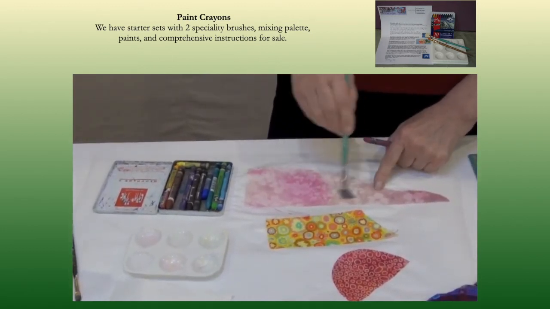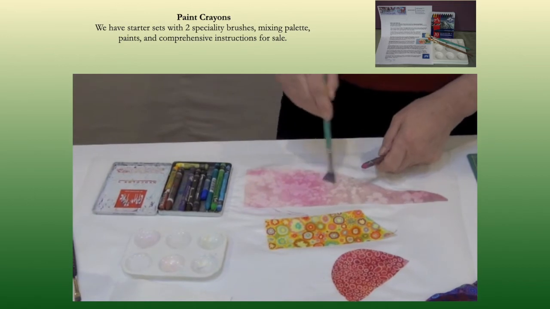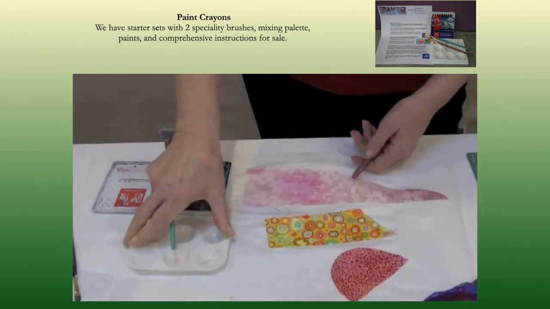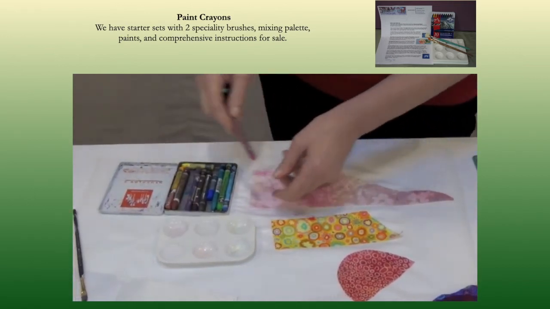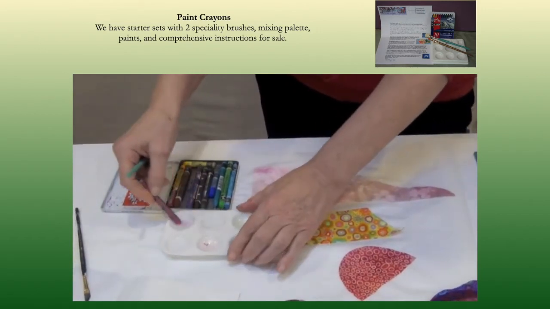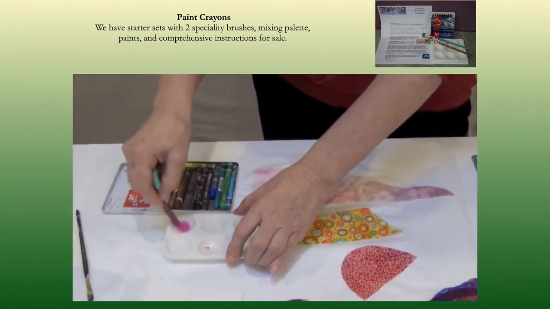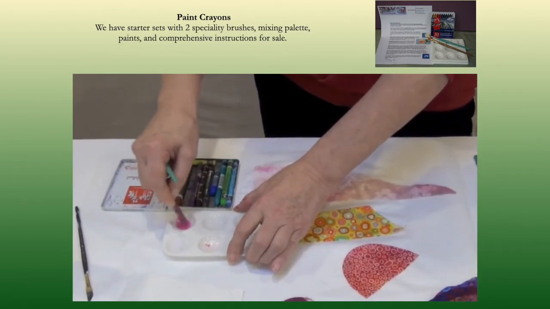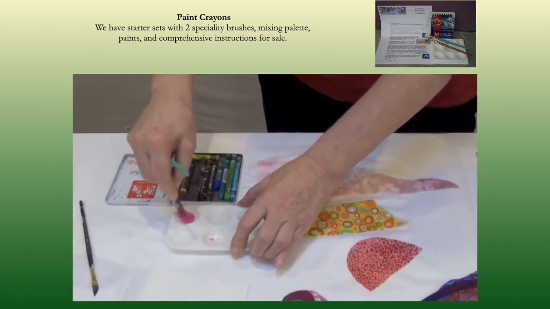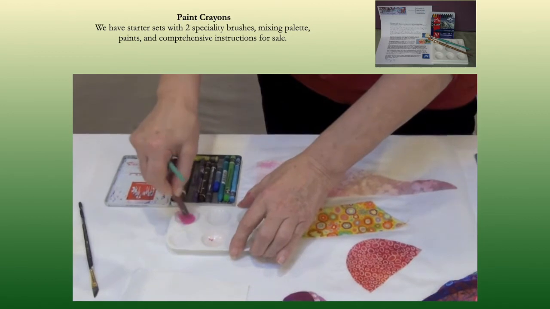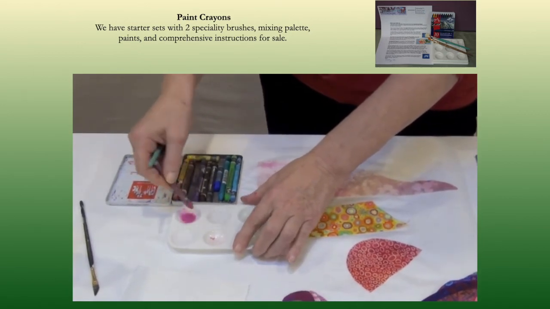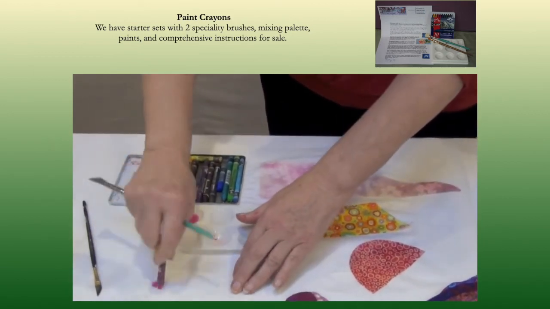If I want at this point to maybe start adding in some of the purples, I can also always just mix, because the paint is released once the fabric is wet. So I can just go ahead and get some of the paint off the crayon here and a little bit of water in my palette. This is what I love about these crayons. They just go back in their box.